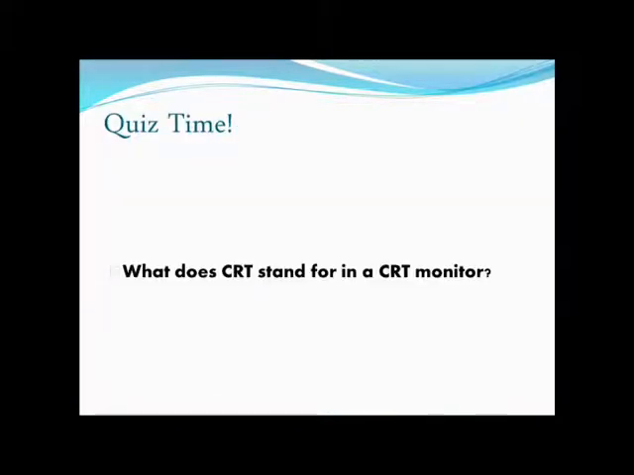Now, we move on to the quiz. I did tell you to pay attention. Now, what does CRT stand for in a CRT monitor? You have 15 seconds to answer these questions, and for each question, I will show you 15 seconds of a dog dancing.